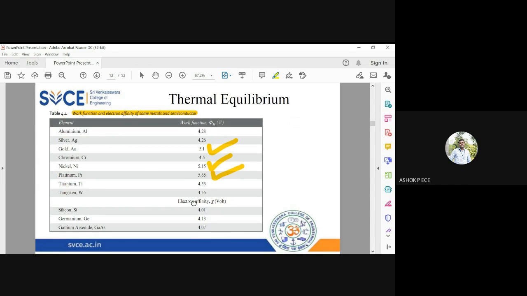And for electron affinity, silicon is 4.01, germanium has a higher affinity of 4.13, and gallium arsenide is 4.07. Affinity means how well the metals are able to attract the electrons from the semiconductor, or whether the electrons are willing to travel from the semiconductor to the metal layer if a contact is made. So these are the different metal and semiconductor values given, and you can choose between them. You can choose any combination of these metal semiconductor pairs, make a contact, and fabricate your devices.